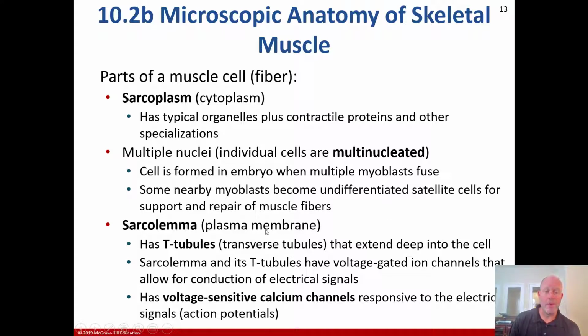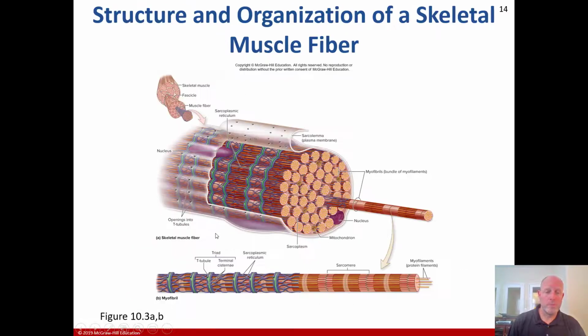The sarcolemma is a plasma membrane. It has T-tubules, also called transverse tubules, T-tubules for short, that extend deep into the cell. The sarcolemma and its T-tubules have voltage-gated ion channels that allow for conduction of electrical signals. It also has voltage-sensitive calcium channels that are responsive to the electrical signals, action potentials, which we've learned before with cells in general.